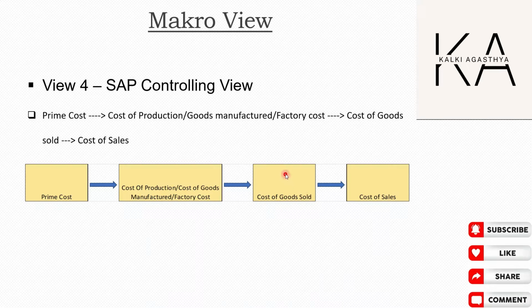And finally, you definitely want to reach the end consumer or the customer, right? So the way or means of reaching the end customer and the cost associated with it will definitely be included in the cost of whatever you have produced, right? So that will be termed as cost of sales. So on this, you will be adding a specific margin, which can be termed as a net sale price to the customers, right? So this was all about the controlling view.